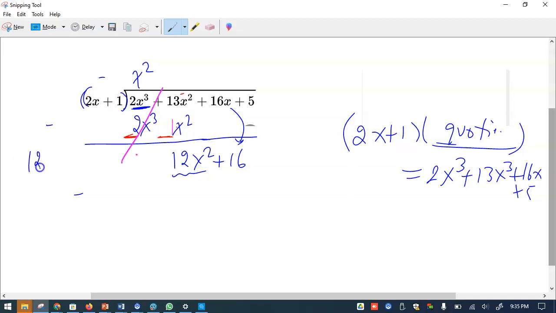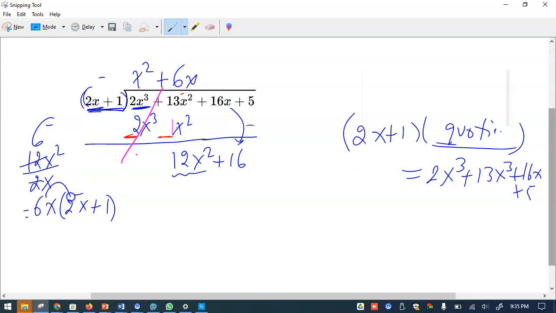So you take this 12x squared and divide by this 2x, and you see 2 divides into 12, 6 goes, so 6, and one of the x will go and you get 6x. So this goes right here. And then multiply this 6x to this whole divisor, 2x plus 1. When you multiply 6x to 2x, you get 12. x times x is x squared, and 6x times 1 is 6x. And that you put right here, 12x squared.